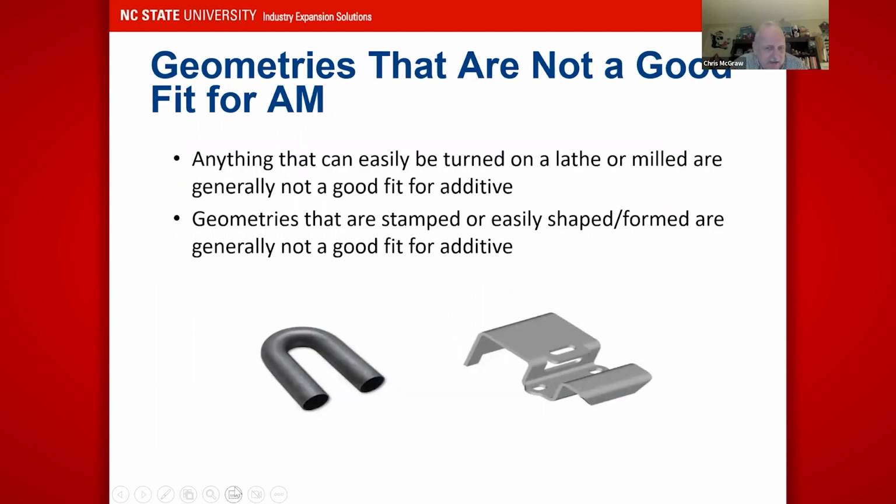Things that are not a good fit: anything that can be made easily on a lathe or mill is not going to be a good application. You see the two examples here. One's basically a piece of pipe that has to be bent, and the other is a bracket that has to be bent a couple times, maybe punched. These are fairly simple and they're not going to be something you're going to look at for additive manufacturing unless you just needed one. Maybe it might make some sense there, but generally, it's not going to be something that we're going to look at for additive manufacturing.